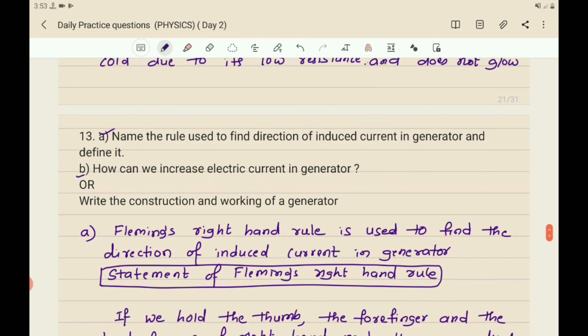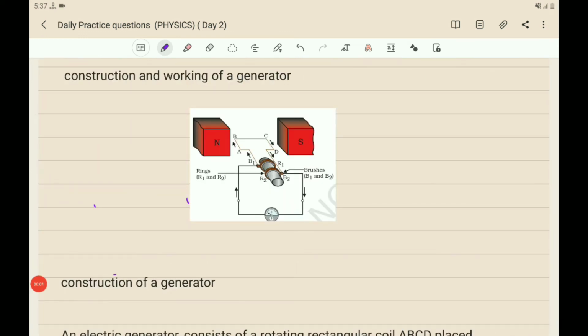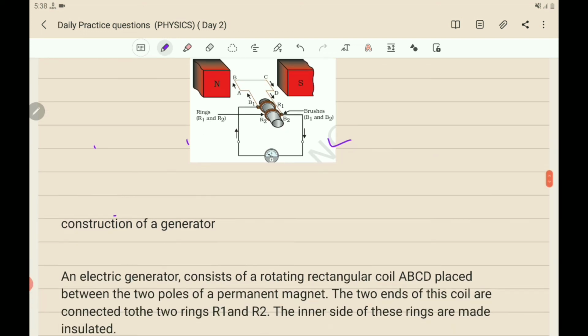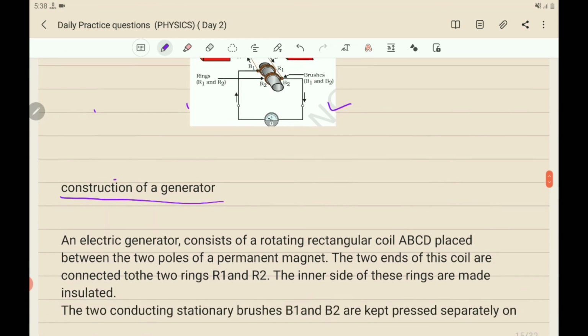The next question is: write the construction and working of a generator. Children, write the construction and working of a generator. It is a figure of the generator. Now you write the construction of a generator.